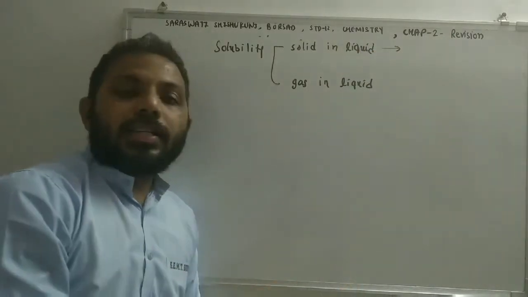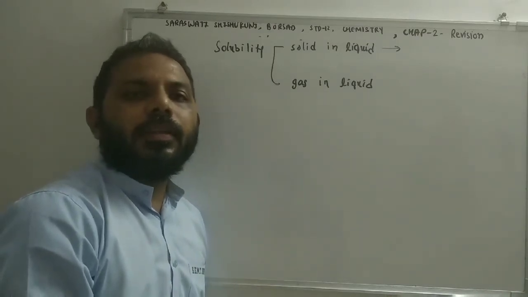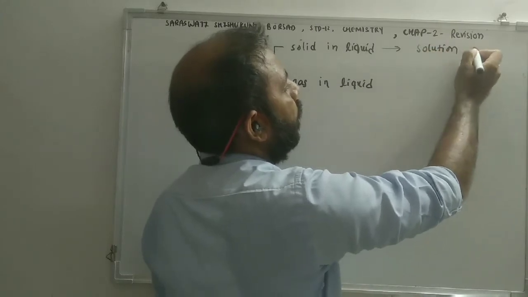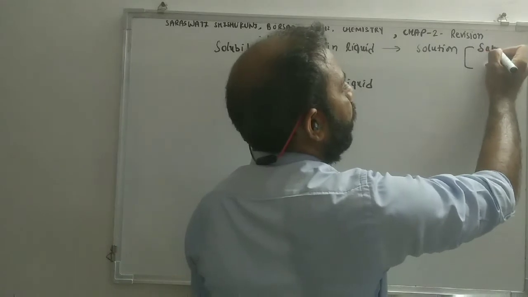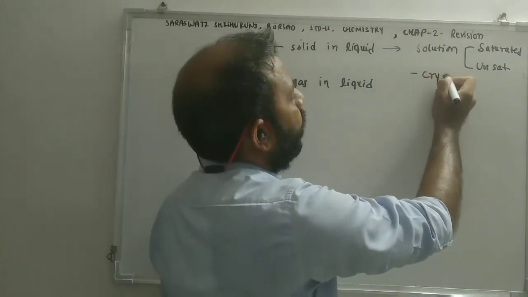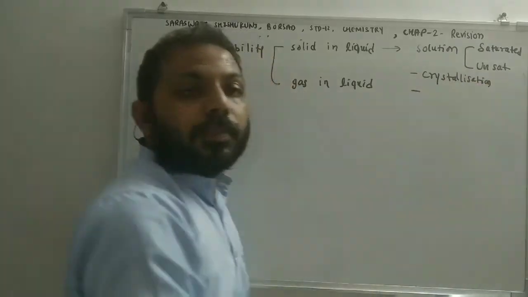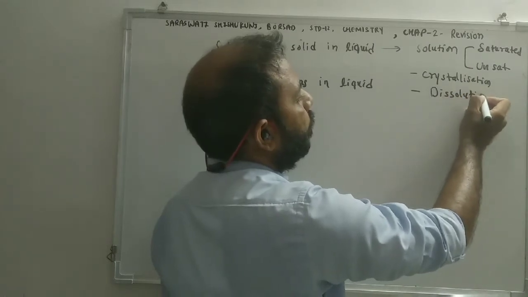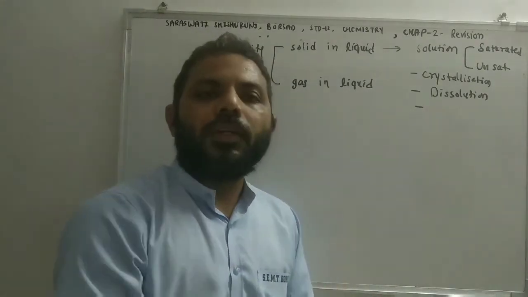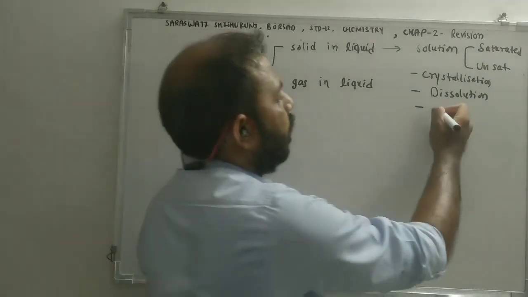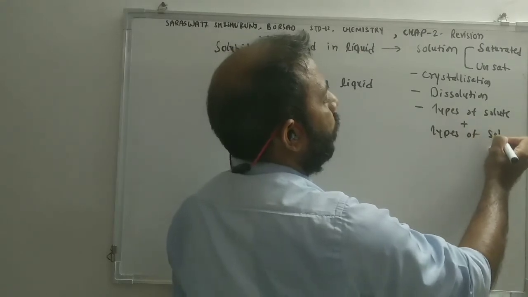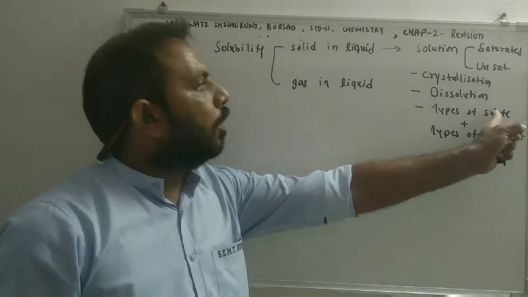If you have been asked to write about solubility of solid in liquid, then which are the main points you need to discuss? You need to discuss solution, types of solution, saturated and unsaturated solution. You need to discuss crystallization. You need to discuss dissolution and which type of solid dissolves in which type of solvent. So as we know, polar solute dissolves in polar solvent, non-polar solute dissolves in non-polar solvent. Okay, so types of solute plus types of solvent. So these are the important points you need to write for the answer of this question.